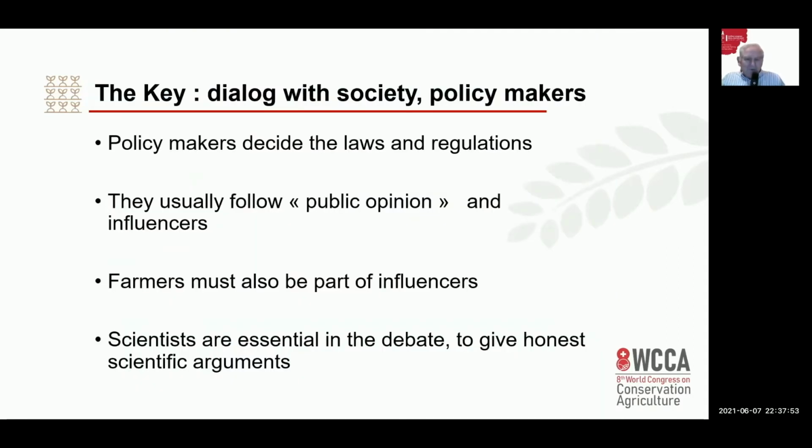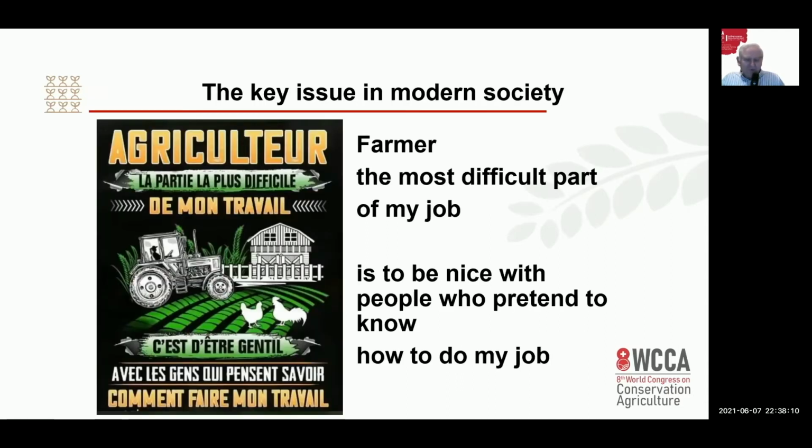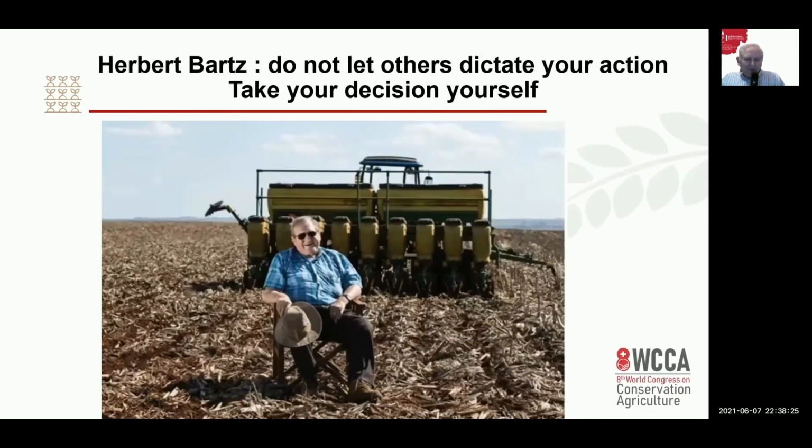The key is a dialogue with society, because policymakers decide the laws and regulations. They usually follow public opinion and influencers who don't know anything about agriculture. Farmers must also be part of influencers. Scientists are essential in the debate to give honest scientific arguments. The key issue in our modern society is that, for me as a farmer, the most difficult part of my job is to be nice with people who pretend to know how to do my job. They know better. Herbert Bartz has told us several times, dictate your action, take your decision yourself like a free person, a free farmer.